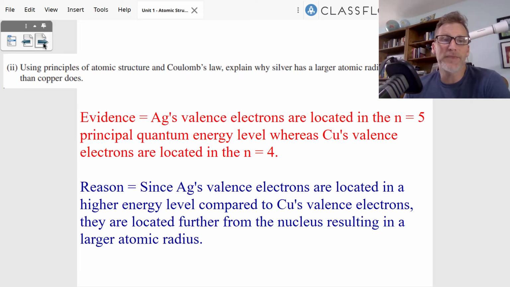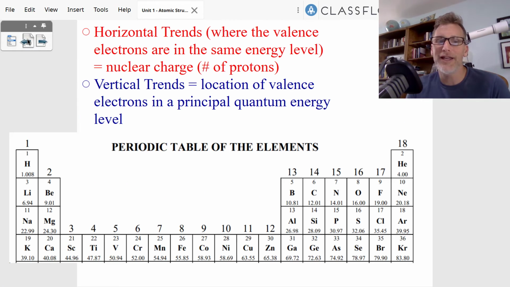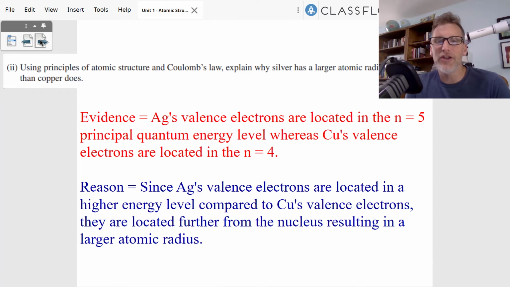So let me give you an example. It says, using principles of atomic structure and Coulomb's law, explain why silver has a larger atomic radius than copper. So let's look at where silver is, and let's look at where copper is. So copper is, this is a vertical trend here. Copper is in that 4th energy level, the valence electrons, and silver is located in the 5th energy level.